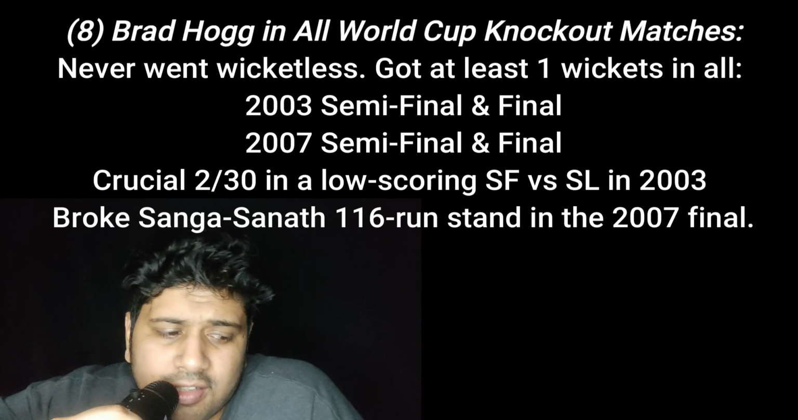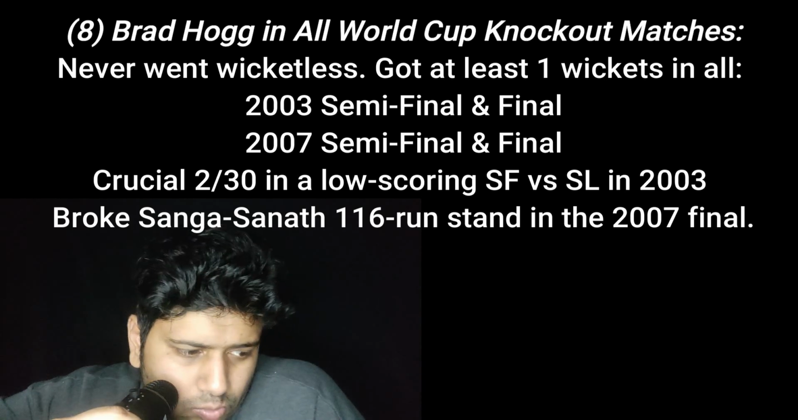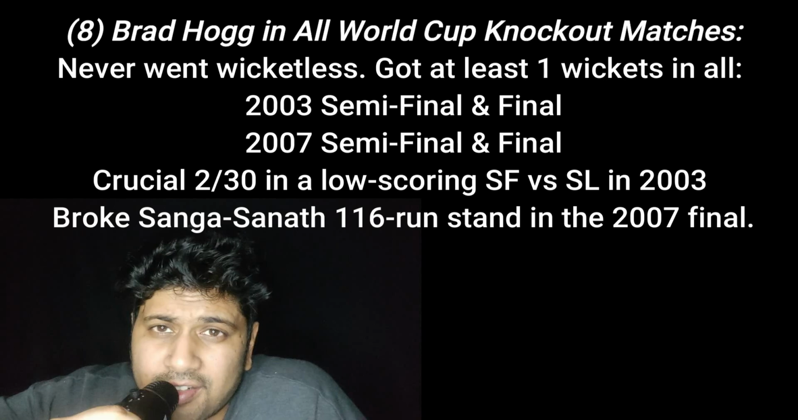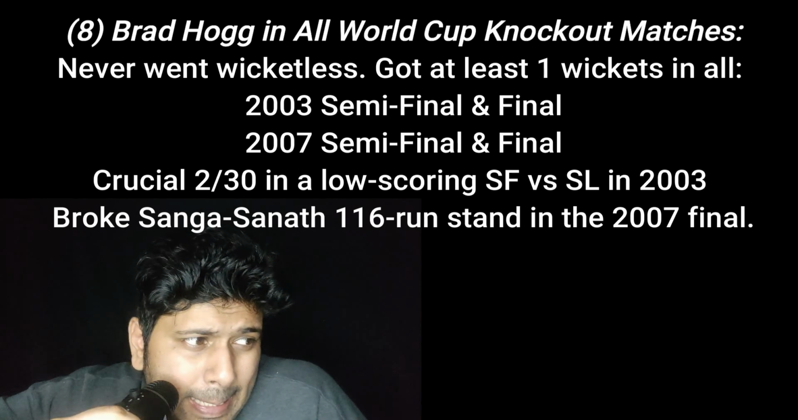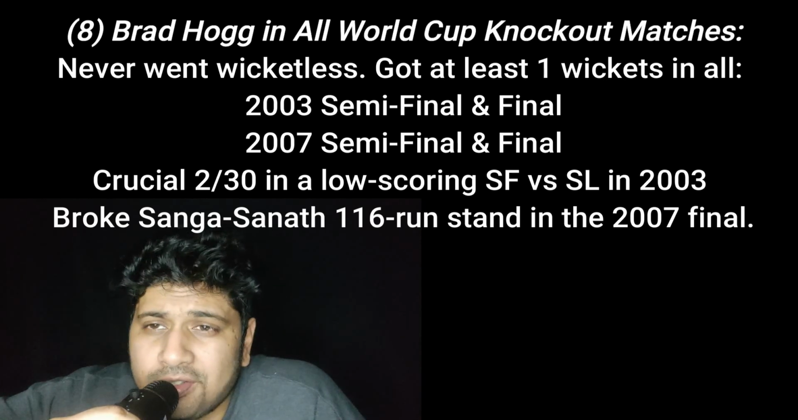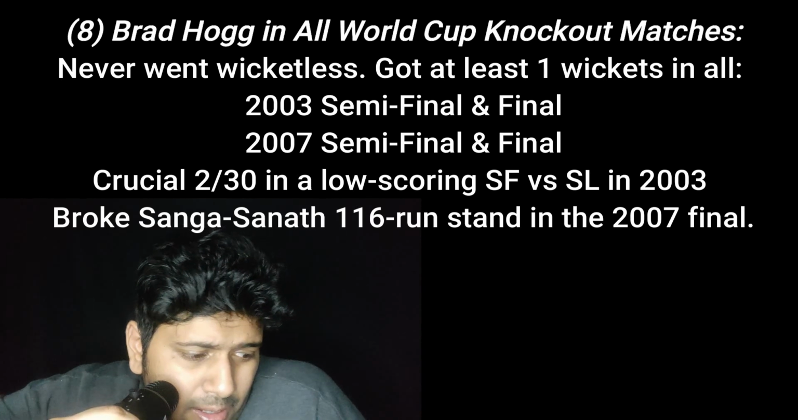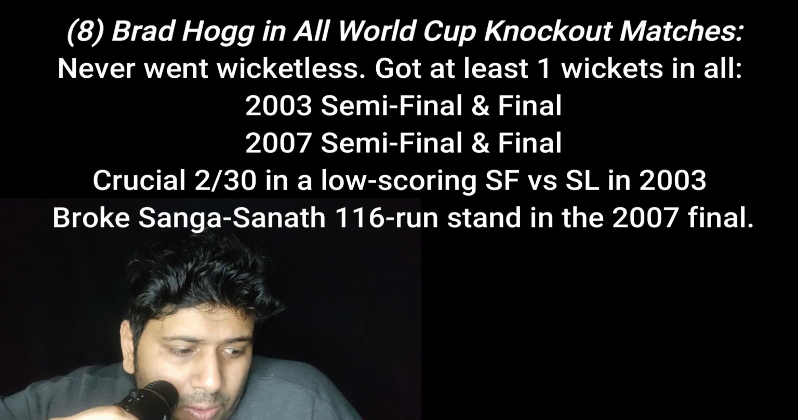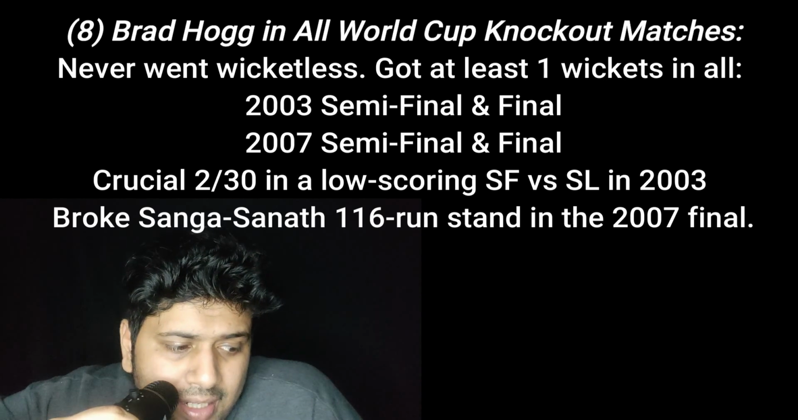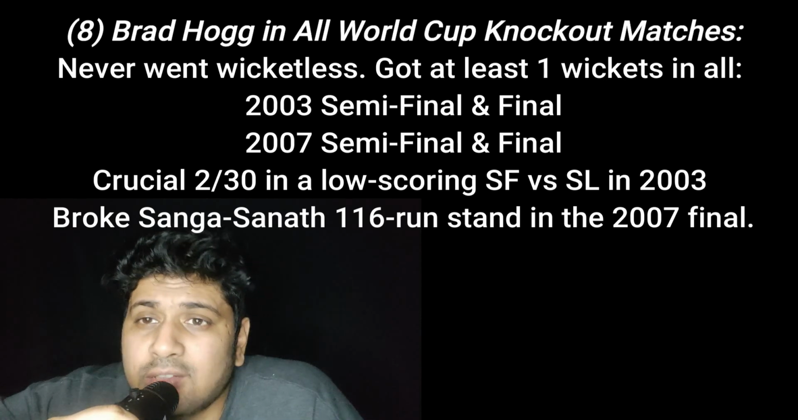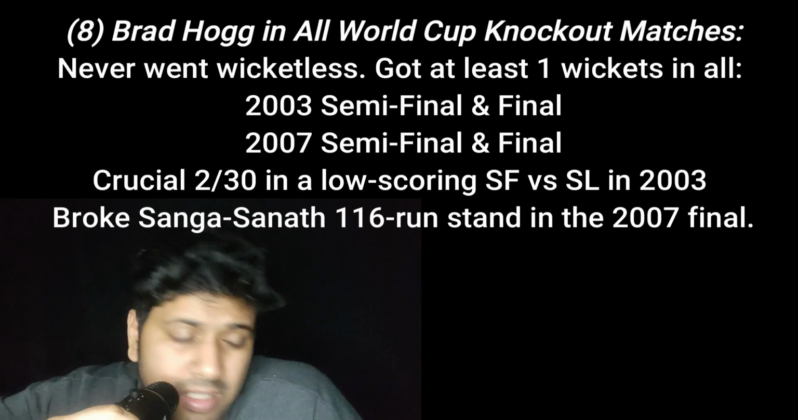And the other thing I just wanted to mention is that even in the 2007 final, his wicket of, I think, Kumar Sangakkara broke the partnership between Jayasuriya and Sangakkara, which was bothering Australia at one point because it was almost a 100-run partnership. So it was a match-threatening partnership, 116 runs for the second wicket between Sangakkara and Jayasuriya. That turned out to be his last World Cup match.